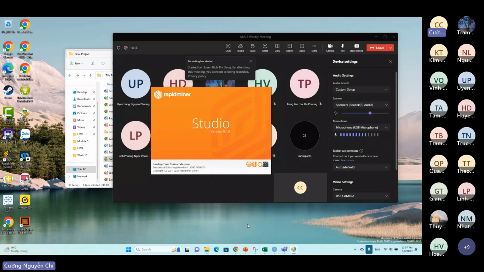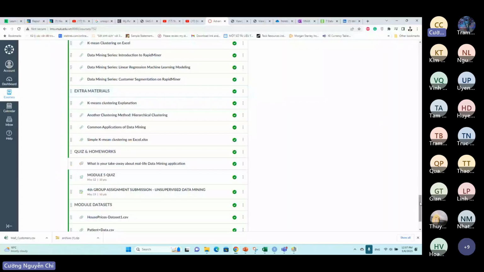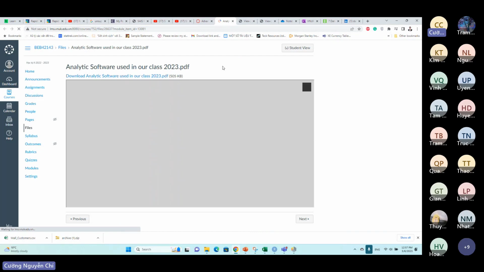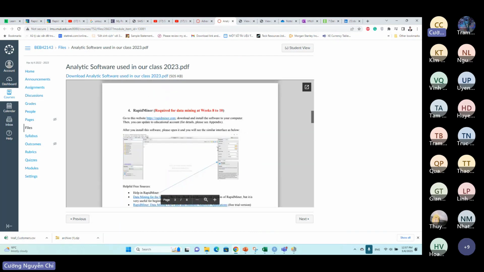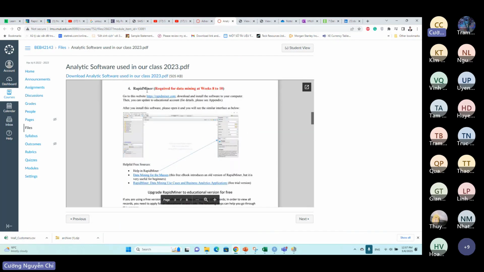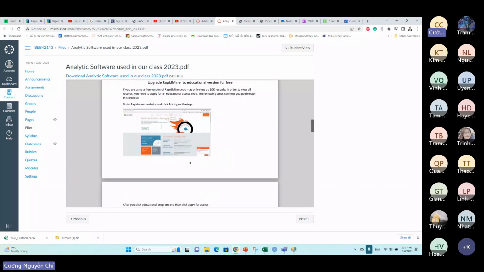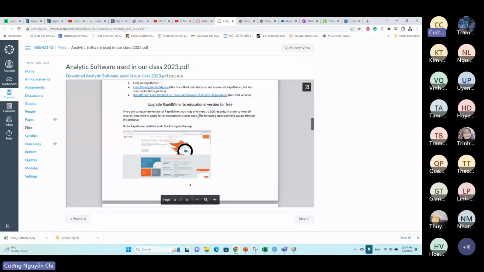If not, you are welcome to go up here and see the instructions on how you can install the analytic software in our class, and you can easily find the instructions about how to install and register for RabbitMiner. Okay, this would be the interface and also some of the websites, so you can download the free books. You can upgrade the RabbitMiner to the educational version for free.